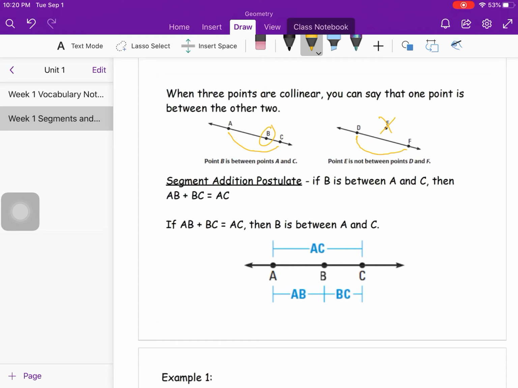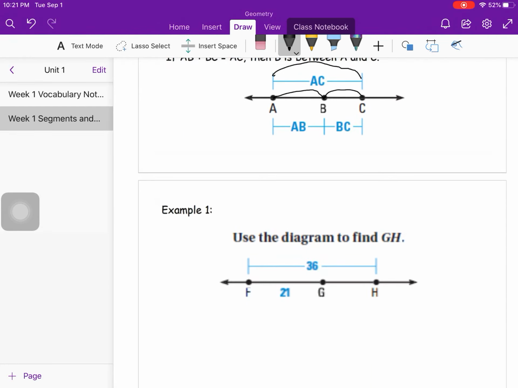This leads us into what is called the segment addition postulate. It says if B is between A and C, meaning between as in collinear, then AB plus BC equals AC. This is just saying that the value of AB, so the distance from A to B, plus the distance from B to C is the same as the distance from A all the way over to C, which makes sense. It's just adding the two small chunks together and getting your final answer.